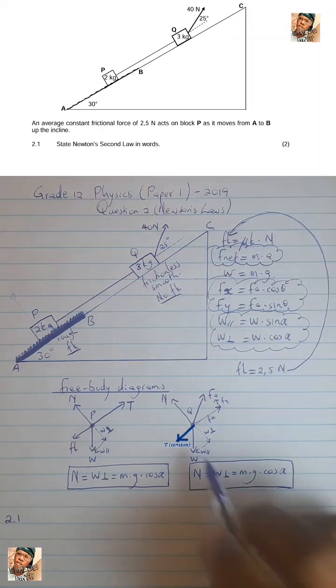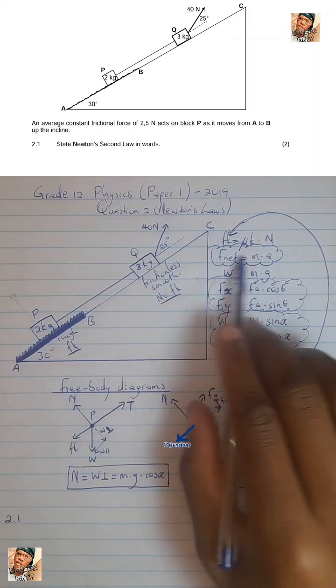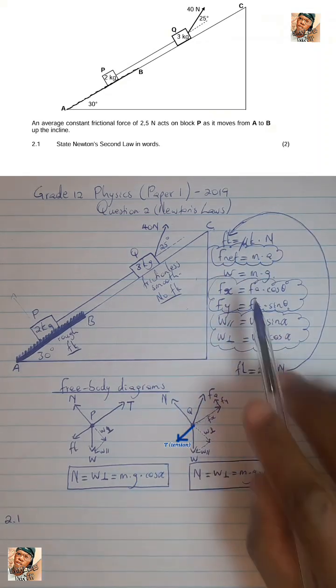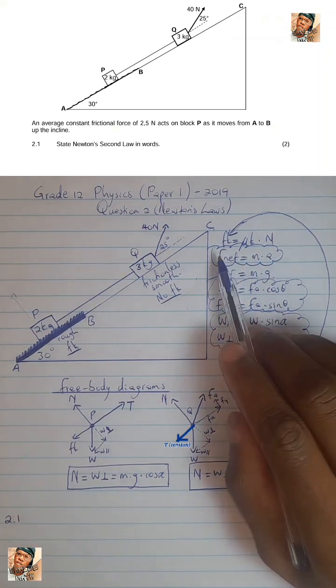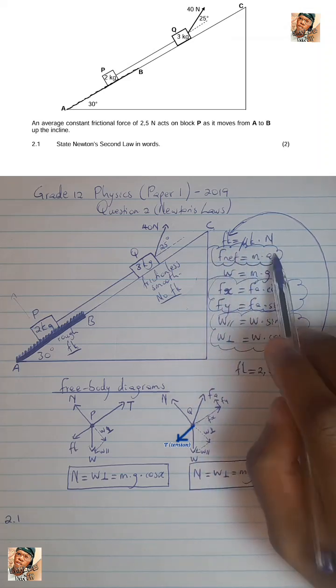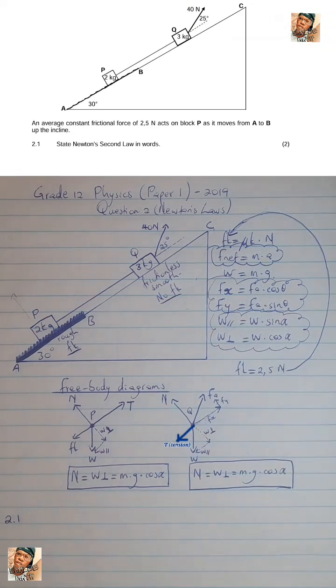There's Newton's second law. So we're going to define what this means. When a net force is applied to an object, the object is going to accelerate in the direction of the net force at an acceleration that is directly proportional to the net force and inversely proportional to the mass of the object. Let me repeat that and then write it down.